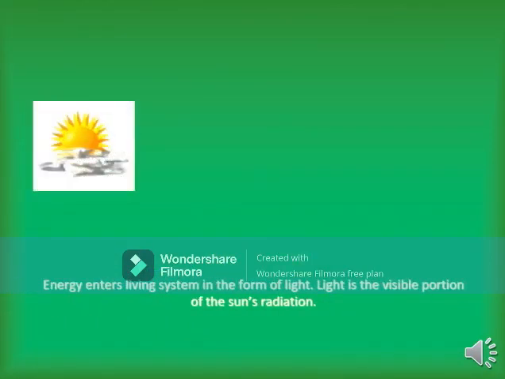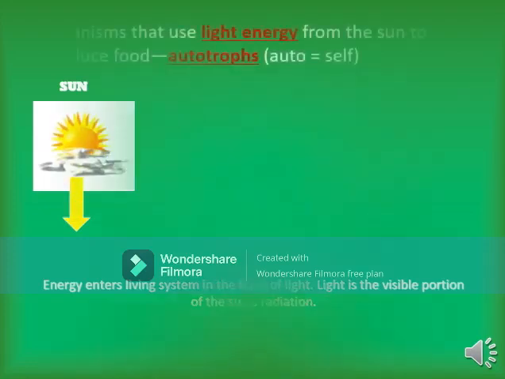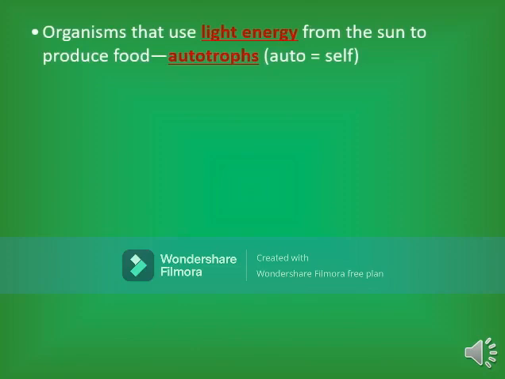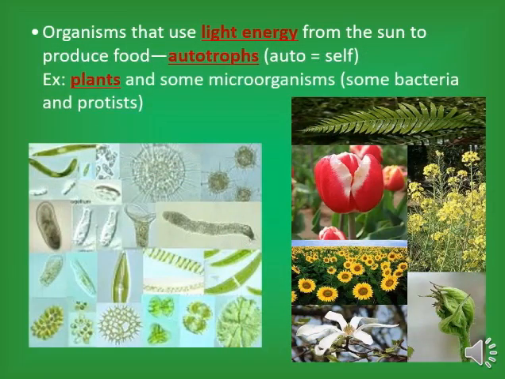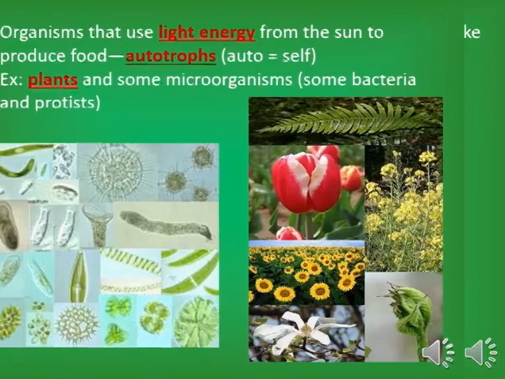Energy enters the living system in the form of light. Light is the visible portion of the sun's radiation. There are two types of organisms. The first one is the autotrophs. Autotrophs are the organisms that use light energy from the sun to produce food. In other words, autotrophs are organisms that can make their own food through the use of light energy. Examples are plants and some microorganisms.